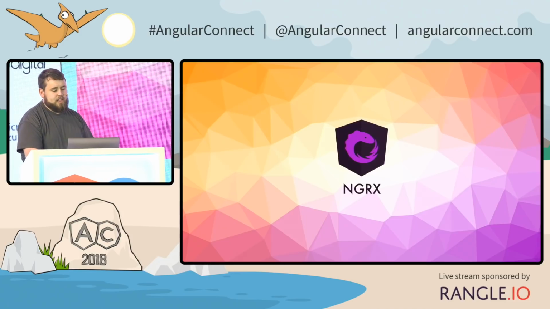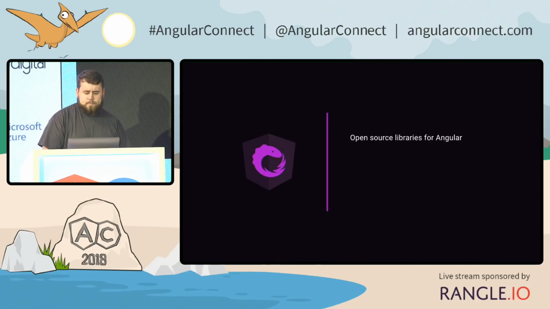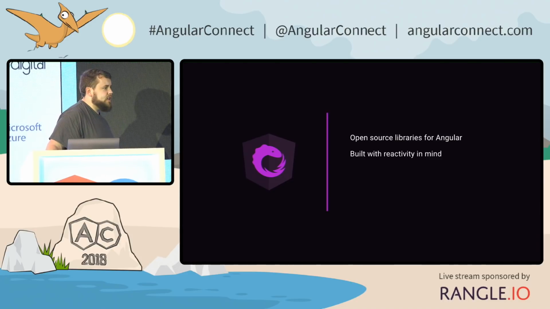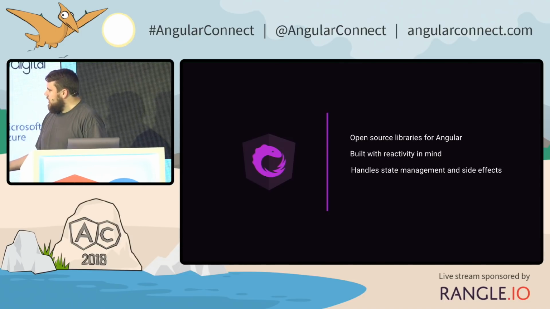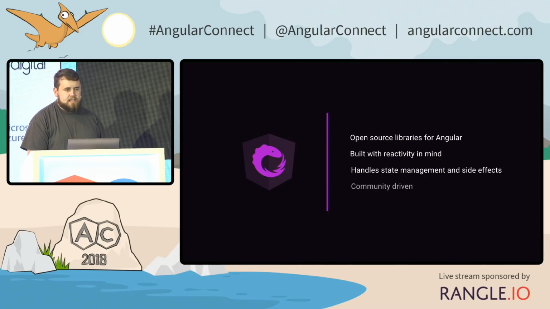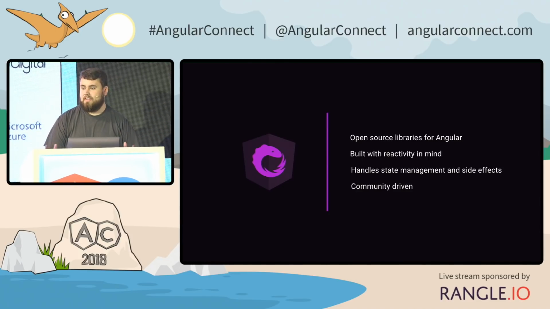Instead, I'm going to talk about NgRx. And NgRx is this open source library for Angular. It was founded by Rob Wormald with the goal of introducing reactivity into the Angular ecosystem. Its primary libraries handle state management and side effects, of which we're going to talk a little bit about today. And it's completely community driven. It's all volunteer work done by people just like yourselves, so please get involved with the project if you're excited about it.